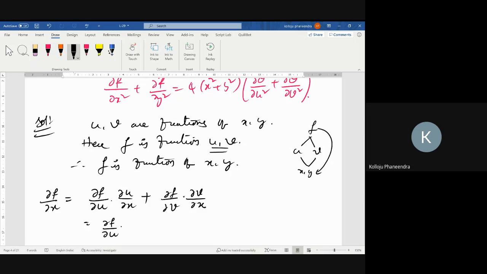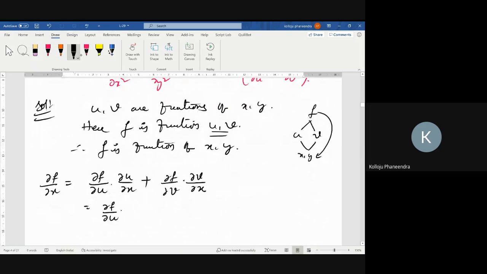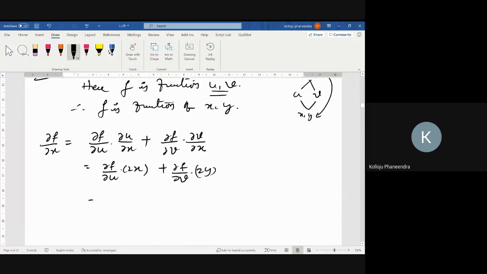This is equal to ∂f/∂u as it is, and ∂u/∂x. What is the u value? x squared minus y squared. Therefore, this is 2x, plus ∂f/∂v. ∂v/∂x is what? v is 2xy, so this is 2y. Okay, so finally, what I'm getting is 2 common: x ∂f/∂u plus y ∂f/∂v. This is the value. Next, what I need, see, this is important.